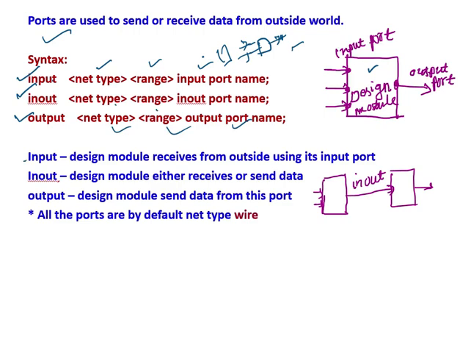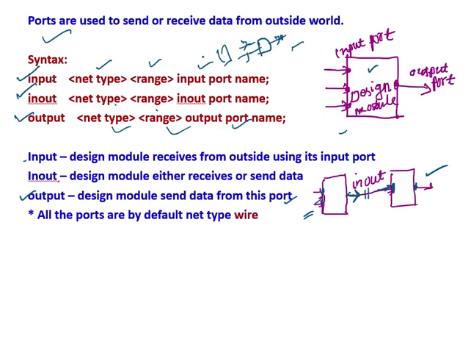So this design module receives data from outside using its input port. That is what I said earlier: through the input port we are receiving data from the outside world, and through the output port the design module sends data. You can see this is my output port, so I'm sending data to the outside world, and this is my input port, so I'm receiving data from the other module. And inout is where the design module either receives or sends data. This is my inout. This one is sending data here, and this is also receiving data, right?